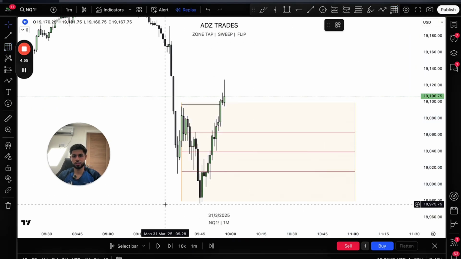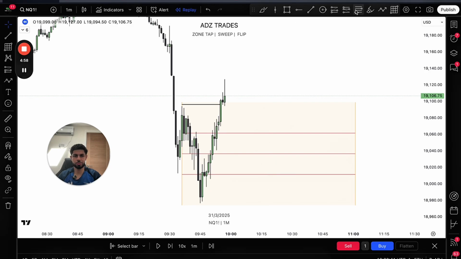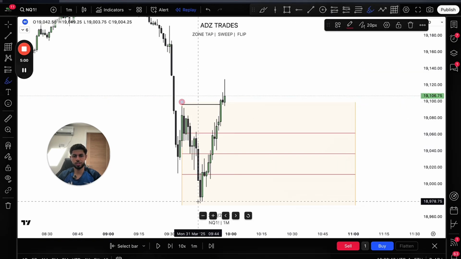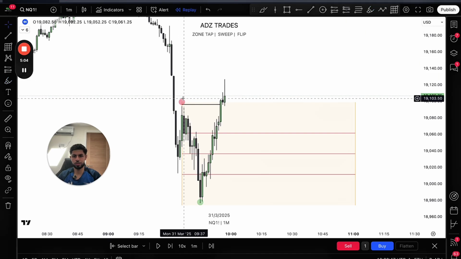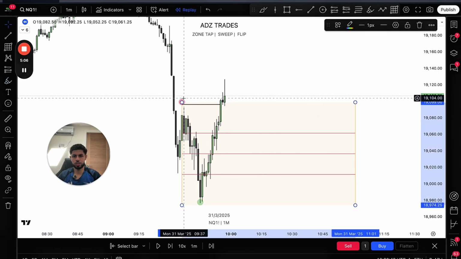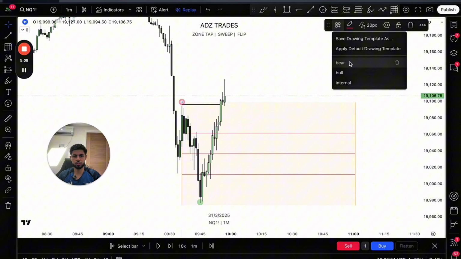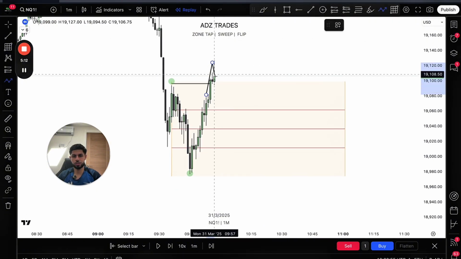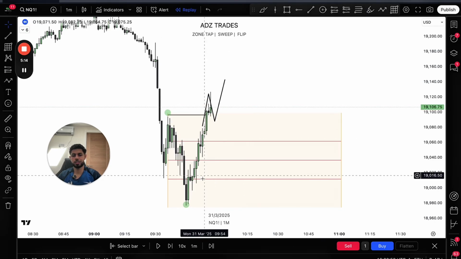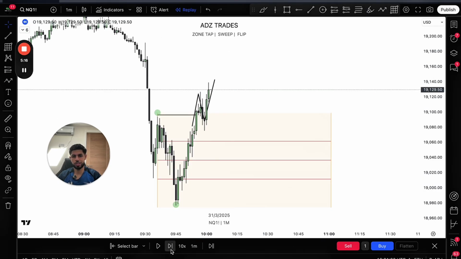Okay, now we're looking for our 6 taps. So this is our first one, and 2. The zone is always your 1 and 2. And how do we know if this is a good zone? So this will be a good 6 taps. What do we need? We need price to come out of the zone, come back in, and push higher. We can play that out.